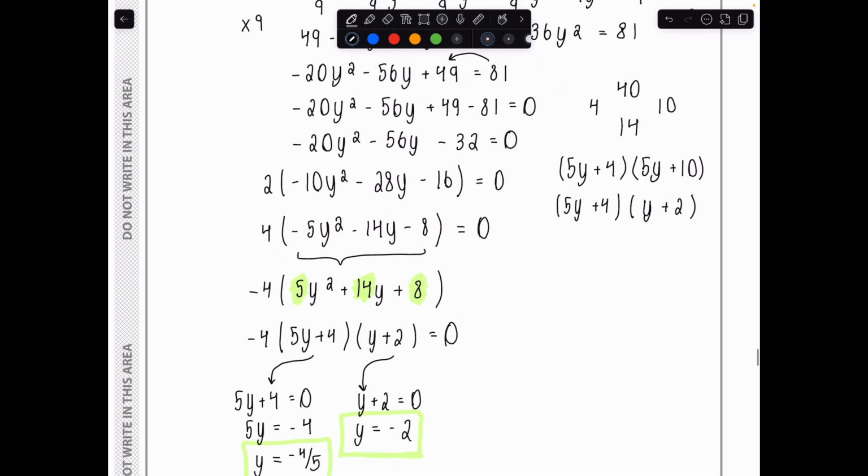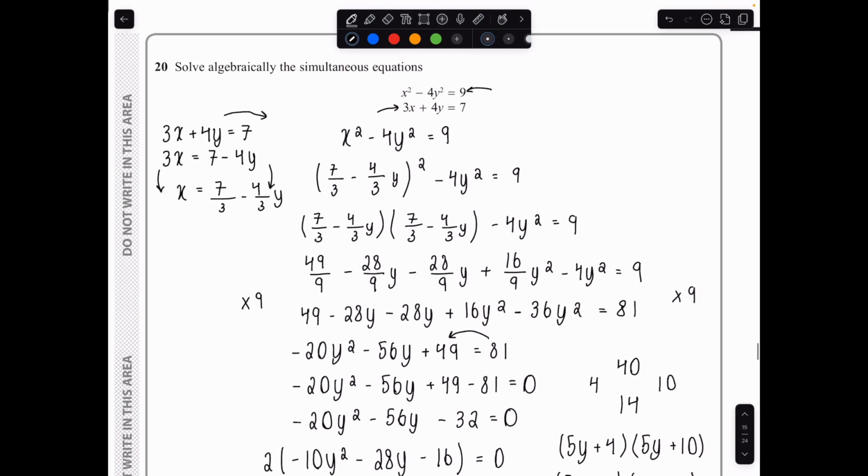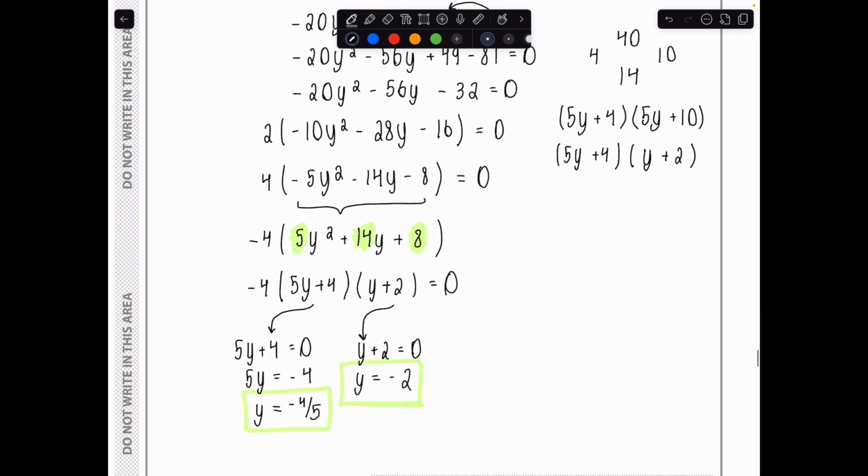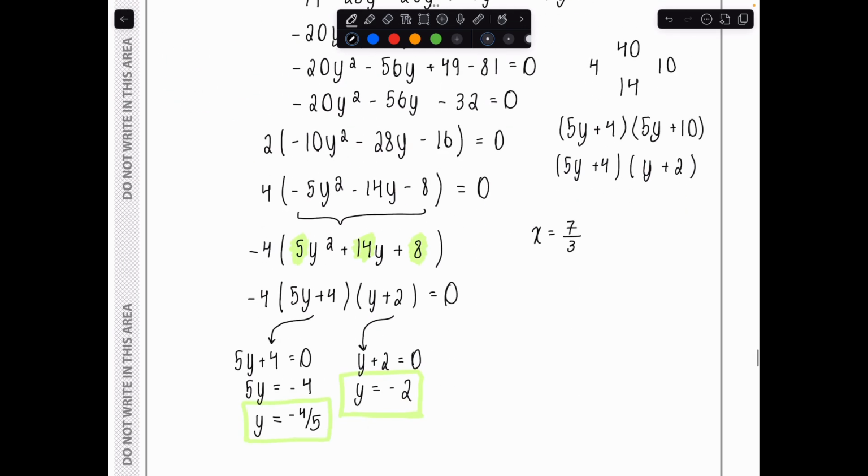So to find out our x values, what we need to think about is what we did at the start with this expression here. So we had x in terms of y. So let's just use that to our advantage. So we have x is equal to 7 over 3, take away 4 over 3y. But now when y is equal to negative 2, what is x equal to?